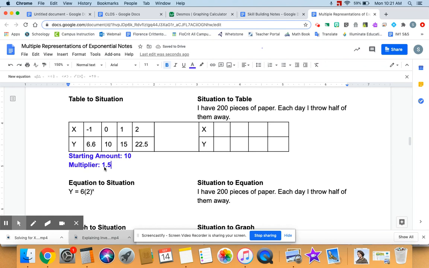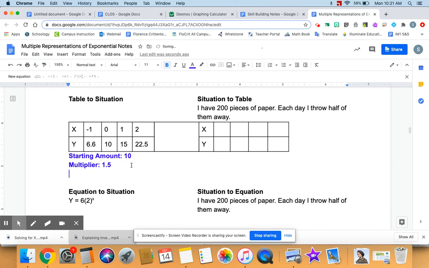So then I just have to create a situation where I start with 10, and then each time I'm multiplying by 1.5. So I could pick anything. I start with 10 fish in a pond.